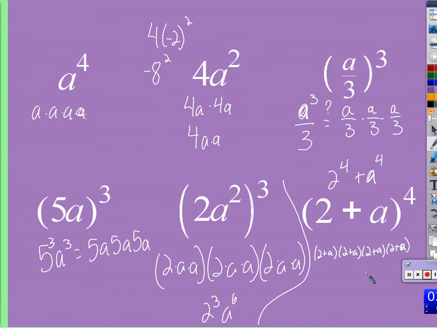I think if you want to take 2 plus a to the 4th, just write it out 4 times and multiply it out. And then if you're in a place where you want to shortcut that, then all right, there's this thing that we can memorize. But the big thing is don't do 2 to the 4th plus 8 to the 4th.